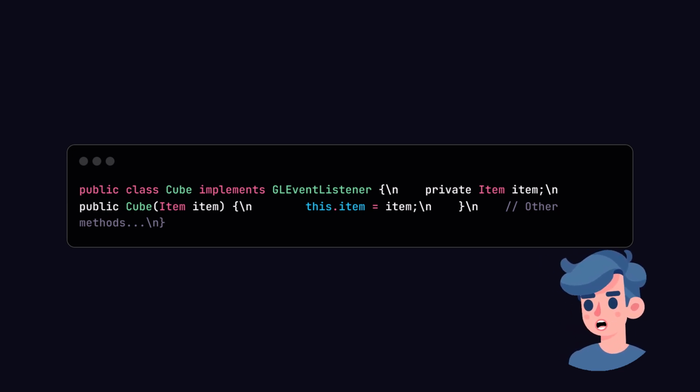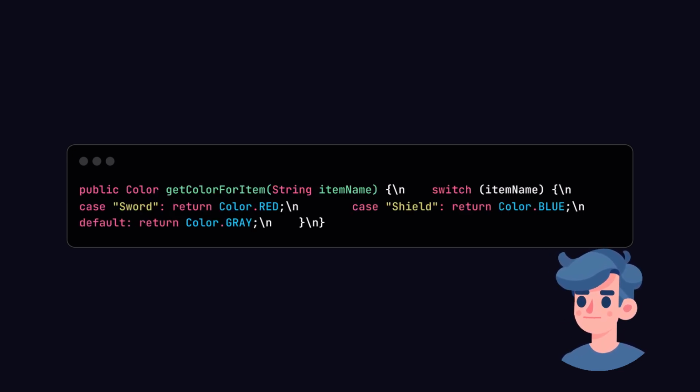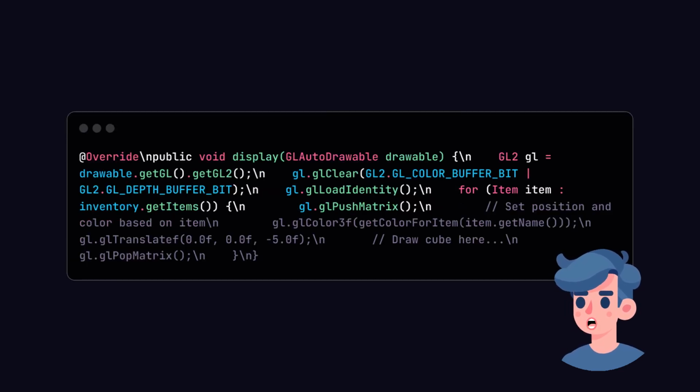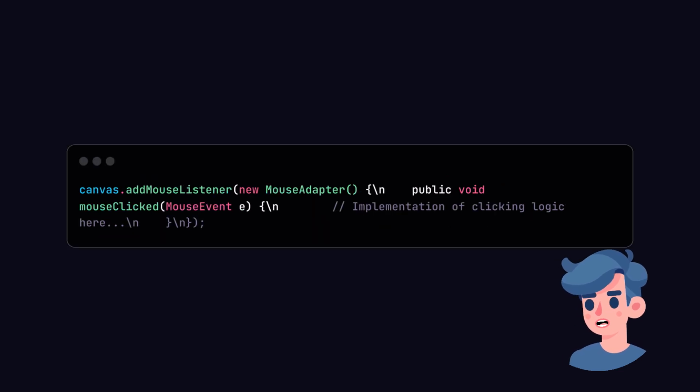Next, let's visualize all the items in our 3D space. We will modify the cube class to accept item objects. Plus, we will need a way to represent each item visually in 3D. For simplicity, let's create a method that returns a color depending on the item name. Now, let's go ahead and modify the display method in the cube class to utilize this color function and render multiple cubes for each item stored in the inventory. By looping through the items in our inventory, we can visually render each cube in our 3D canvas.